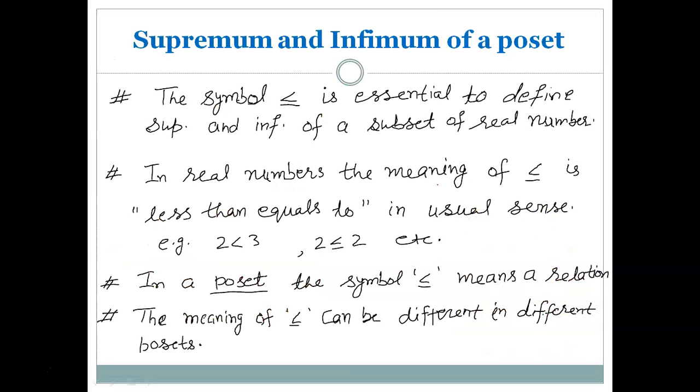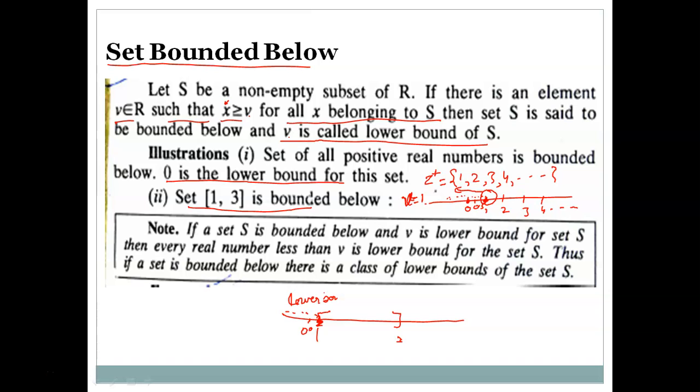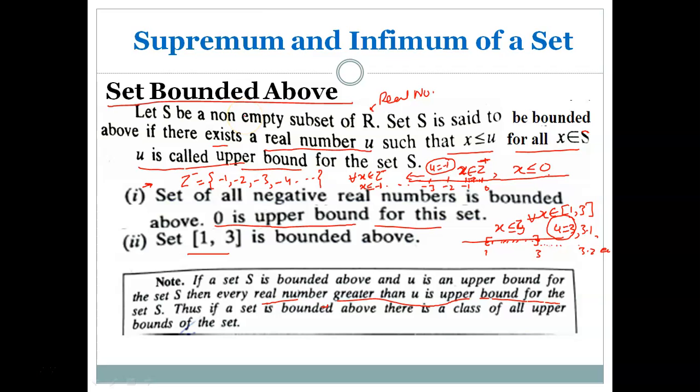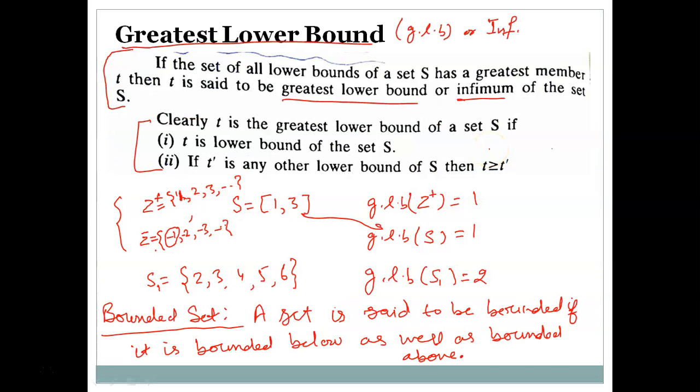Now we are moving to the concept of supremum and infimum for a partially ordered set, which we call a POSET. Before moving to the supremum and infimum of a partially ordered set, we must notice certain things here. The symbol less than or equal to is essential to define a supremum and infimum. In the earlier definitions, greater than or equal to or less than or equal to was there. In real numbers, the meaning of these symbols is something different.